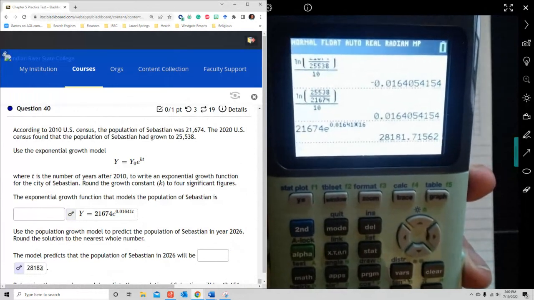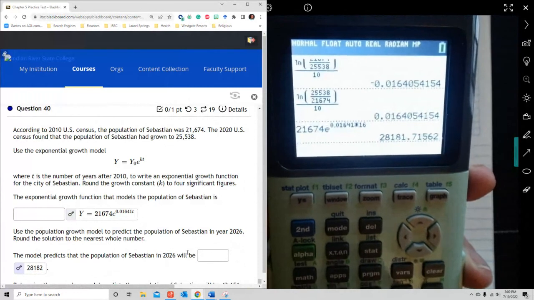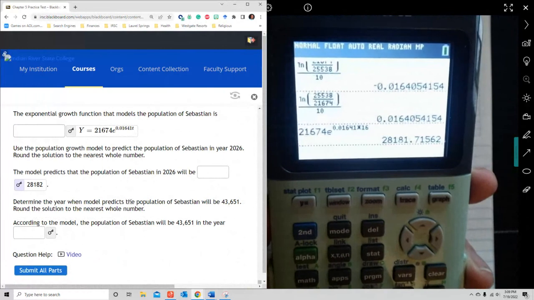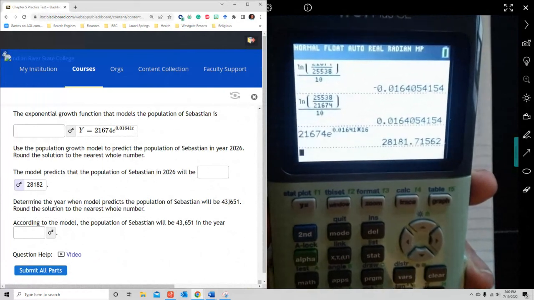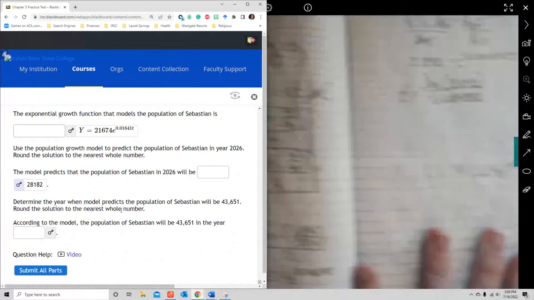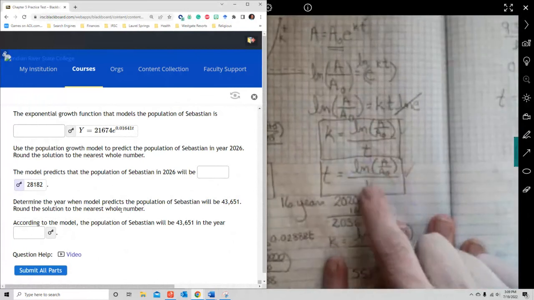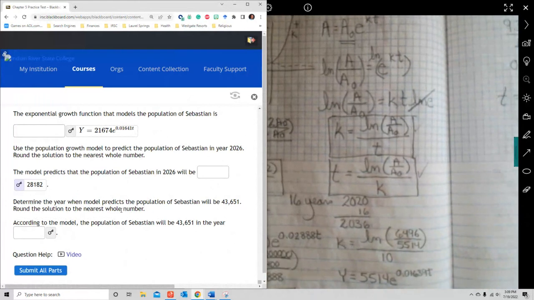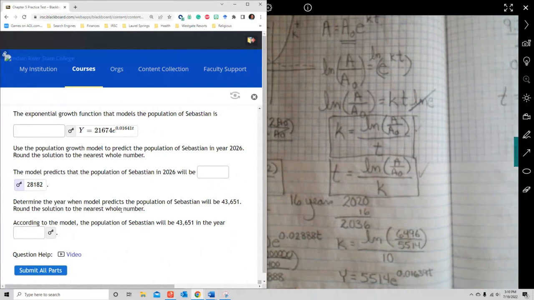So it's 28,182. All right. And then determine the year when the model predicts the population of Sebastian will be 43,651. Round the solution to the nearest whole number. Now, when they talk about years, they're looking at this formula. So what I'm going to do is drop the formula and put that formula together with what I have. I'm going to go ahead and grab it and plug it all in there in the calculator.